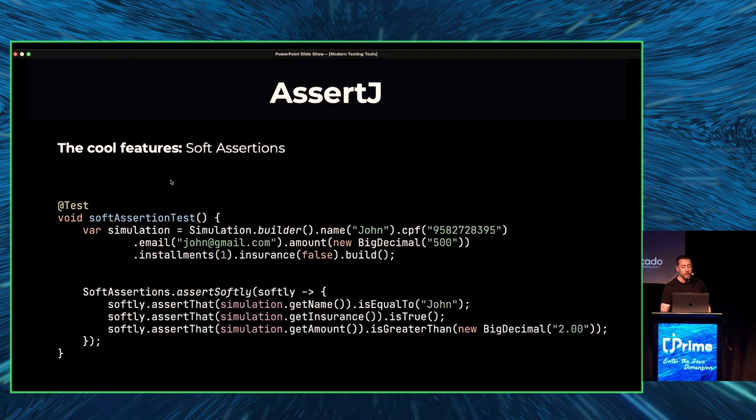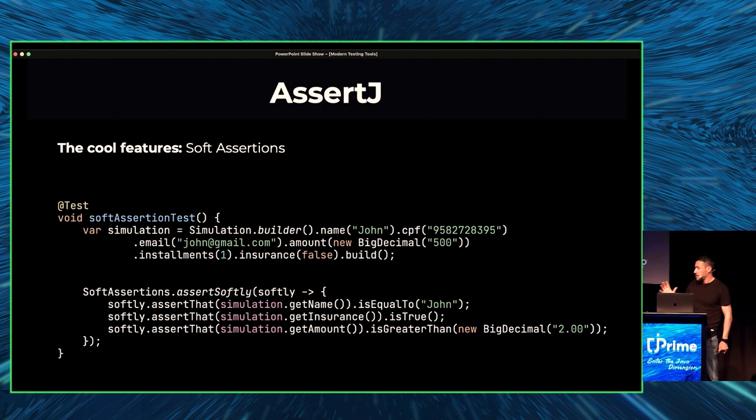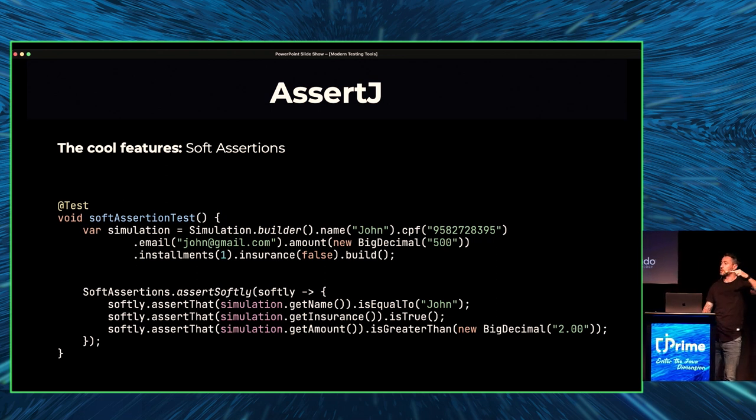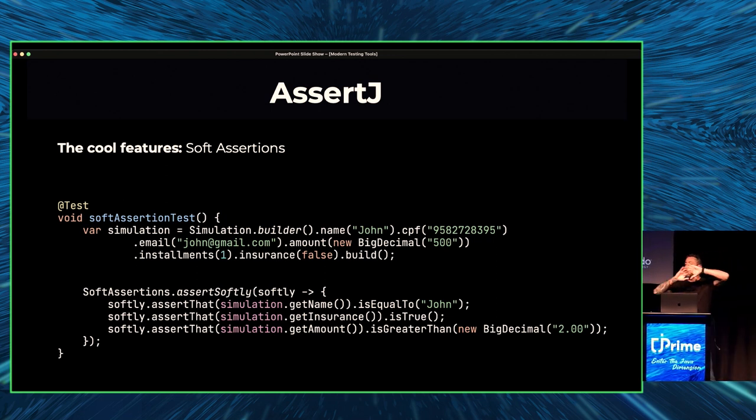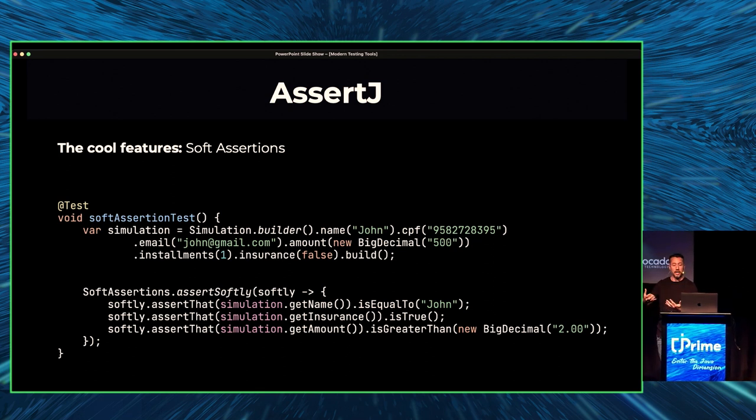Second thing, there's something called soft assertions. And what are soft assertions, actually? Normally, we know hard assertions. With hard assertions, if I have two assertions and the first fails, the whole test fails, right? And it doesn't go to the next one. With soft assertions, I have a way to assert everything. Like if I have three and one fails, I still continue the assertions until it ends, and after that, I show the issues.